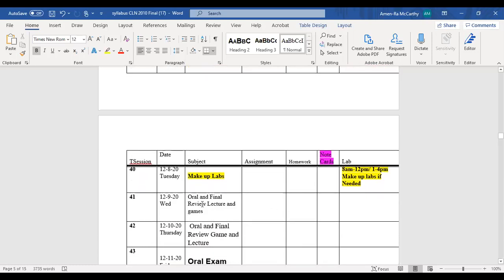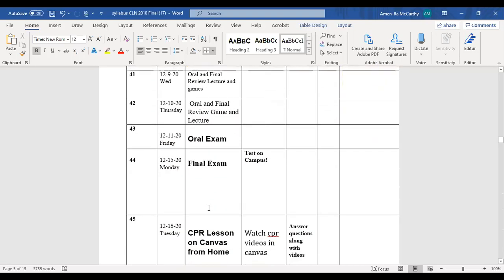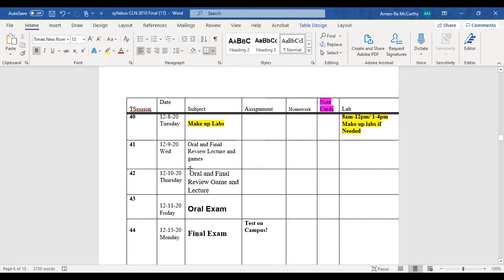Wednesday, we'll start also practicing for oral and review, right? We're going to start practicing oral and review, all right? And then on Wednesday, oral and review, practice games, whatever we got to do to help you practice for the final and the oral, all right? Thursday is oral and final practice, right? Practice is just review. After this next test, it's just reviewing, getting ready.